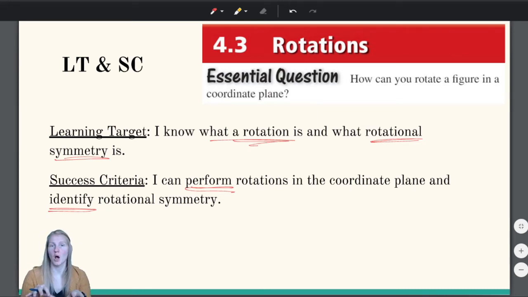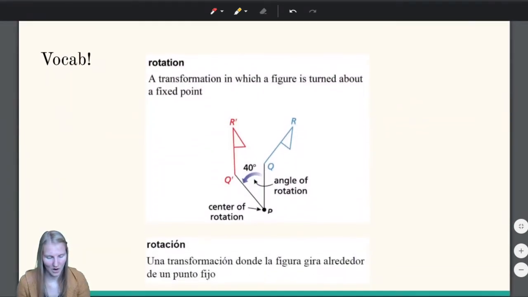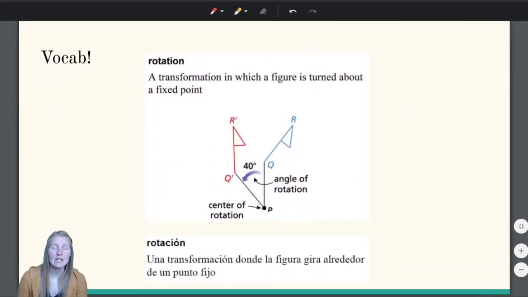So you could even pause the video right now and think, how will they be the same? How will they be different? What do you think? And then unpause it, and we'll keep going. A rotation is a transformation. Remember, chapter 4 is all about transformations. A transformation in which a figure is turned about a fixed point.